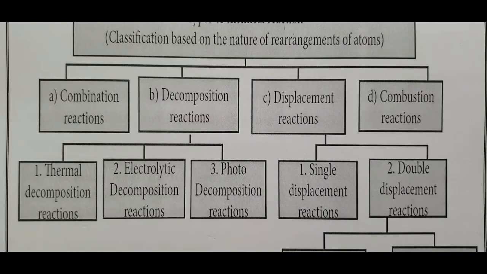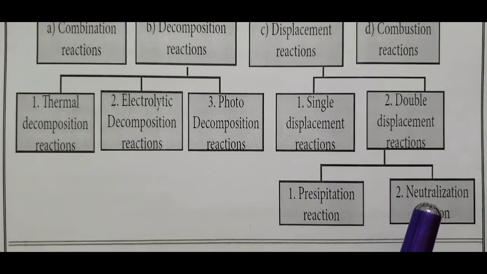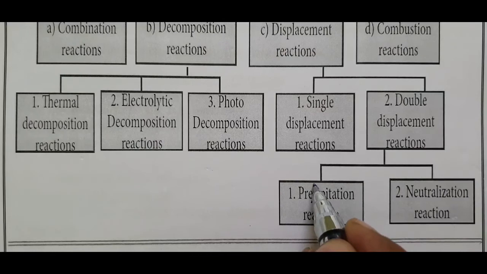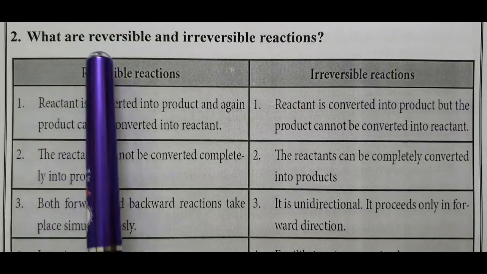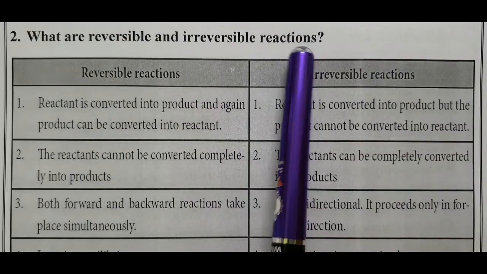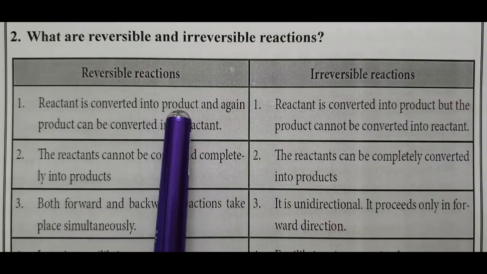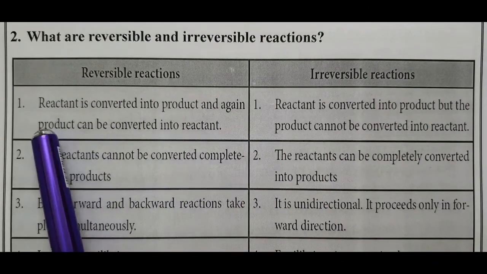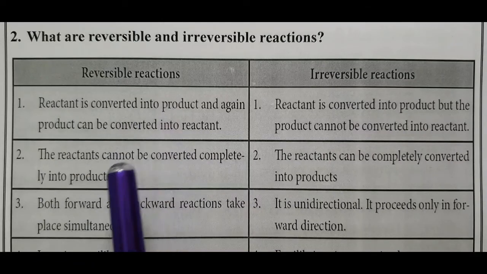Double displacement reactions are further classified into precipitation reaction and neutralization reaction. Precipitation reaction and neutralization reaction. What are reversible and irreversible reactions? Reversible reaction: reactant is converted into product and again product can be converted into reactant, is called reversible reaction.